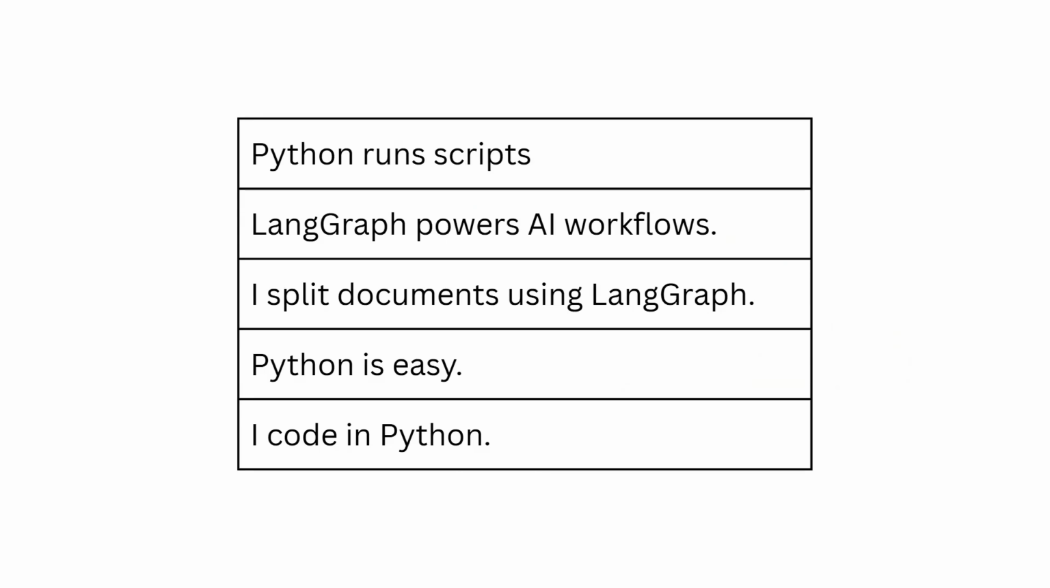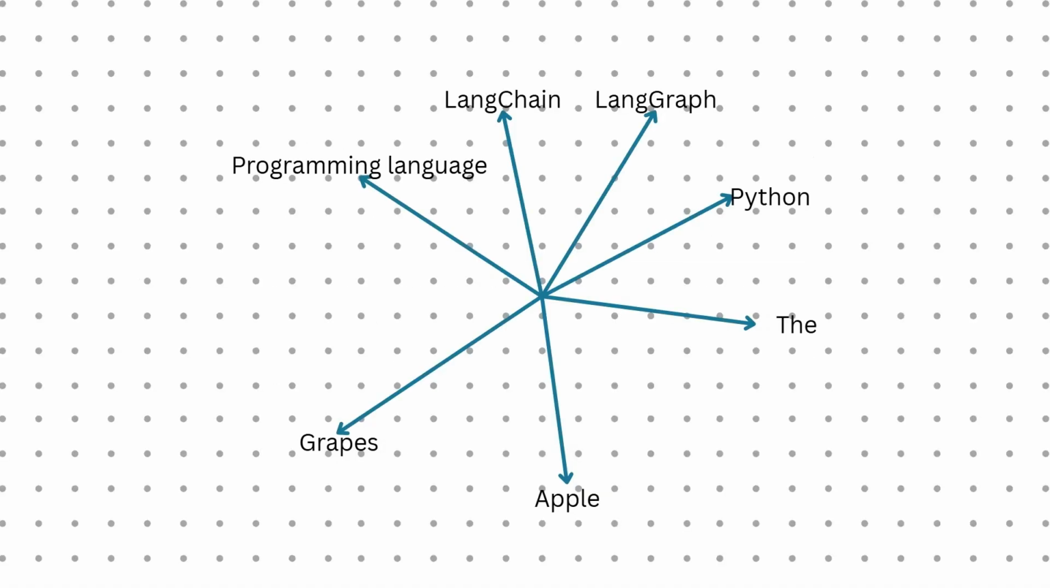Suppose I have these sentences and I want to find the one containing Python or LangGraph. For that, I can perform a simple keyword search. But if I try to search for programming language or framework, it will not give me the response because there is no keyword matching. On the other hand, vector embeddings allow meaning-based search, which we call semantic search.